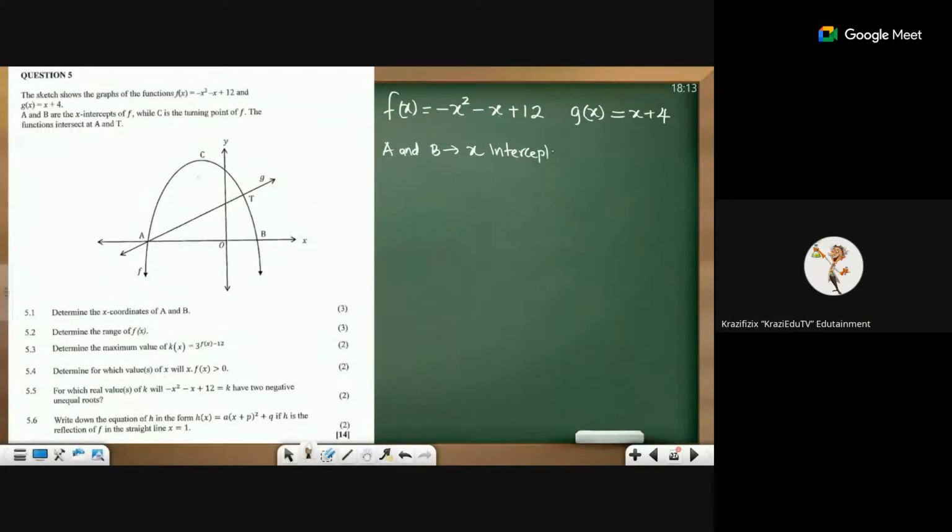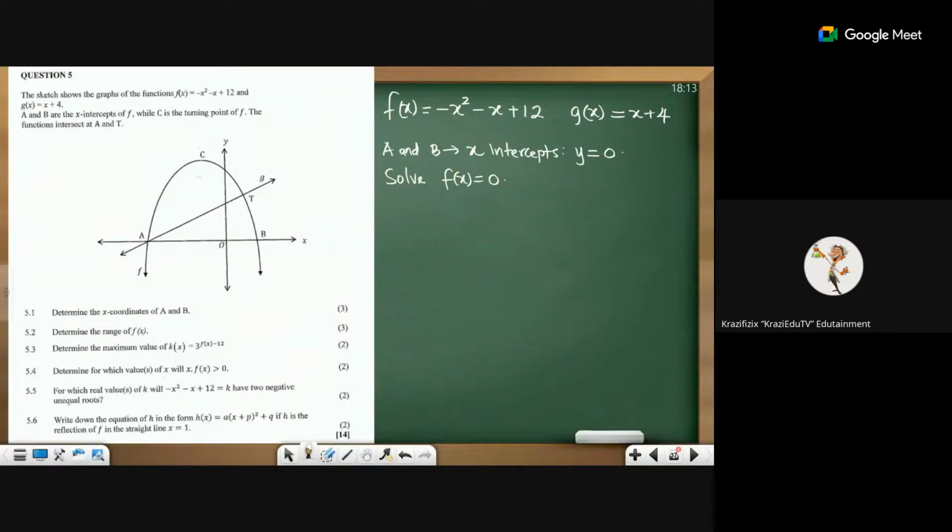Intercepts. And what do we know? Y should be equal to what? 0. What is the other way of an examiner asking you for x-intercepts? Check. If the examiner says solve f of x equals to 0, they're asking you for the same thing. They're asking you for x-intercepts because your f of x is y. Take note of the language.